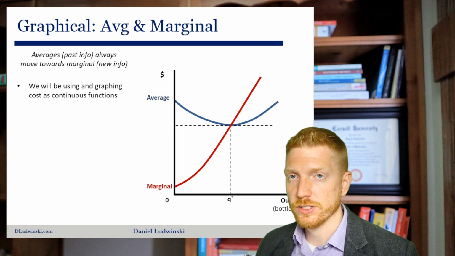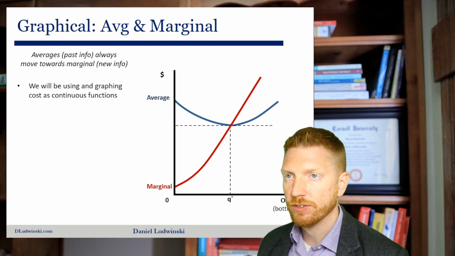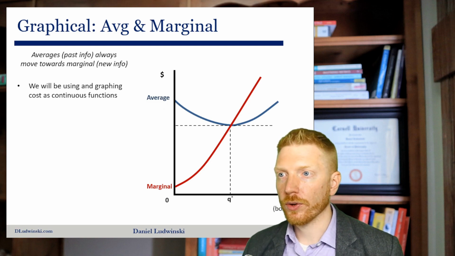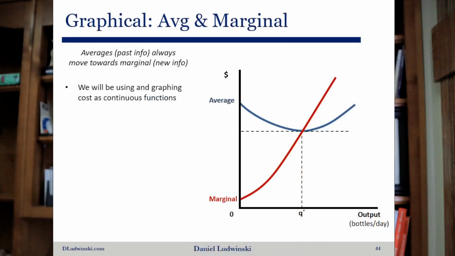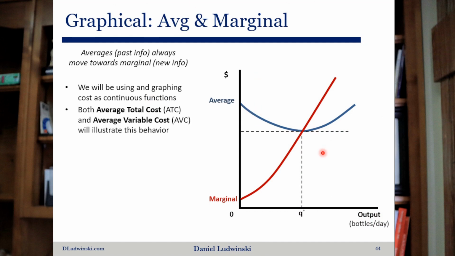With continuous functions, and we'll be treating quantity as a continuous function, you could make 1, you could make 2, or you could make 100, or 1.75321, or pi. Both our average total cost functions and average variable cost functions are going to have this behavior. And the key idea here is that the marginal cost curve is going to cross the average total cost curve at the minimum of the average total cost curve.